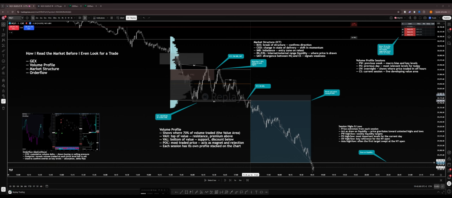Footprints show me the volume traded at each price level. Bid versus ask. I can see exactly where absorption is happening, where delta flips, where the big players are stepping in. If price is at the key level and the Orderflow confirms what I'm seeing, that's extra confidence. That's when I pull the trigger.